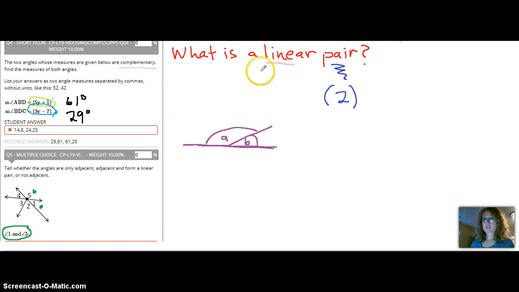So, for a linear pair, we go back to our question and ask ourselves, are angle 1 and angle 5 a linear pair? Do they form a line together? And you bet they do. They form this line right here. I'll trace it. Angle 1 and angle 5 together do the same thing here that angle A and angle B are doing. They're forming a line. So we know the answer to our question is, we have adjacent angles that also form a linear pair.